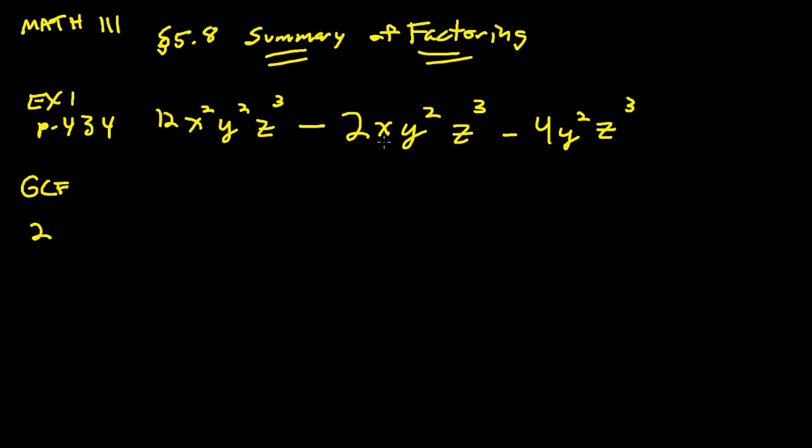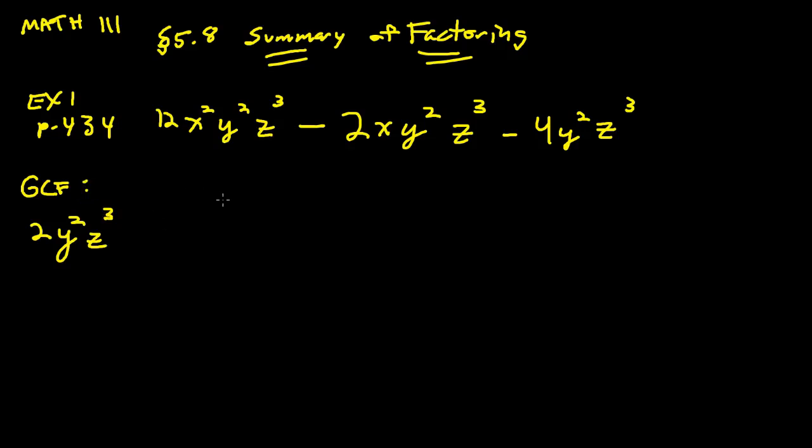How many powers of x do I have common to each term? Well, there are none, right? There are none common to each. Notice this last term doesn't have any powers of x, right? So x can't be included in the GCF. How many powers of y are common? Well, I've got a y squared, and a y squared. So clearly y squared is going to be part of our GCF. And z cubed, z cubed, z cubed. I've got 3 factors of z common to each. So the GCF is going to be 2y squared z cubed.